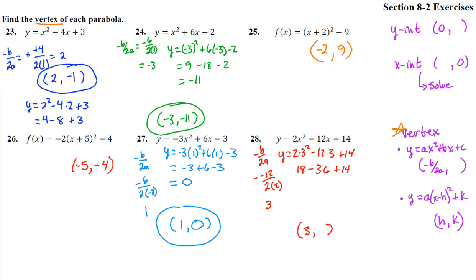And that comes out to be, let me see, 18 minus 36 is negative 18, plus 14 is a negative 4. I should put that there, negative 4. Y equals a negative 4, so that's our vertex. Excellent.